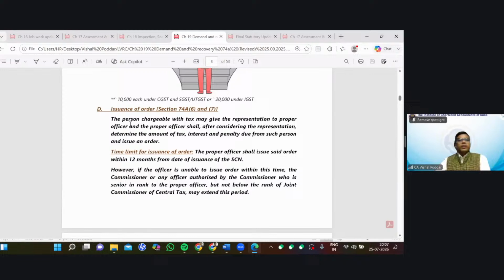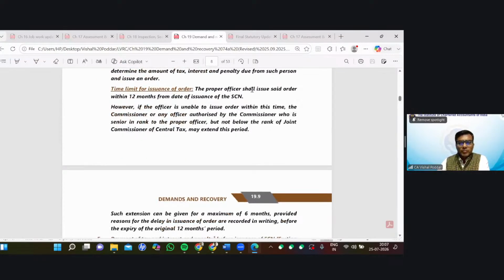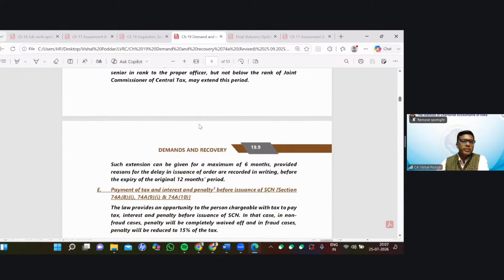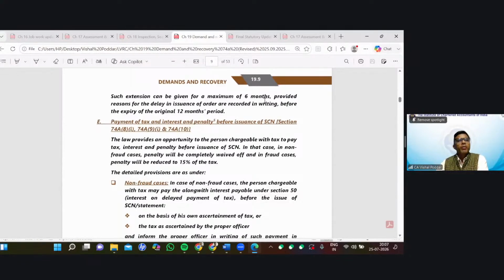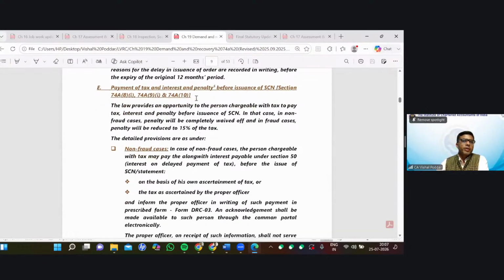Now, issuance of order, the person chargeable with tax may give the representation to the proper officer, and the proper officer, after considering the representation, will finalize what according to the officer is the tax, interest and penalty. The officer has to issue this order within 12 months from the date of issuance of show cause. However, if the officer is unable to issue the order within this time, the commissioner or any officer authorized by the commissioner who is senior in rank but not below JC may extend this period. Such extension may be given for a maximum of 6 months, provided reasons for delay in issuing of order are recorded in writing and it is done before the expiry of the 12 months period.